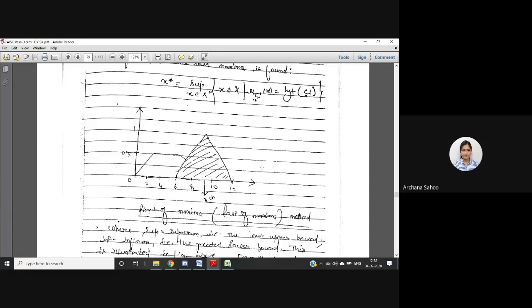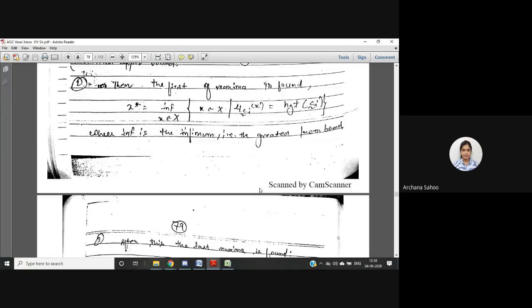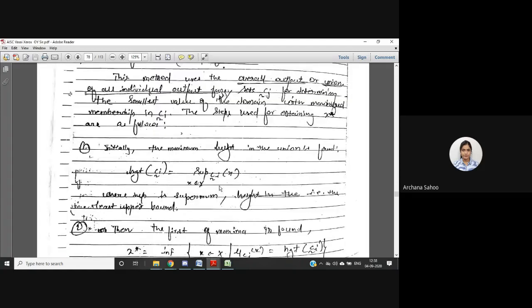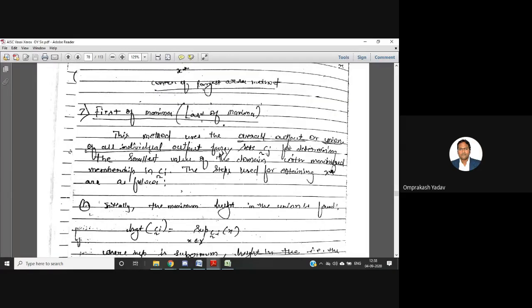So the definition of this method: it uses the overall output, or union, of all the individual outputs. So this is also based on output.